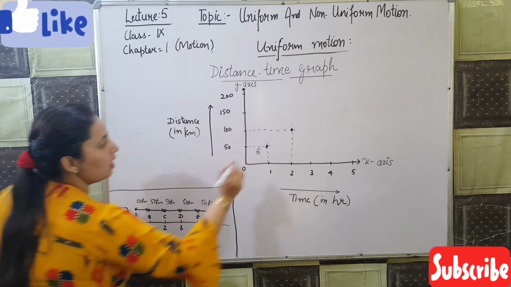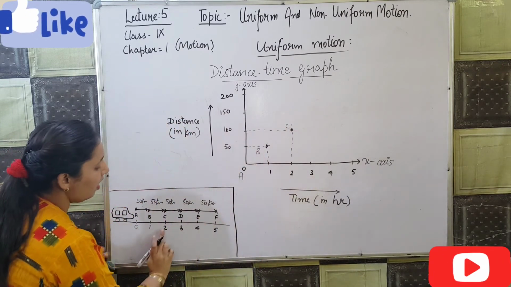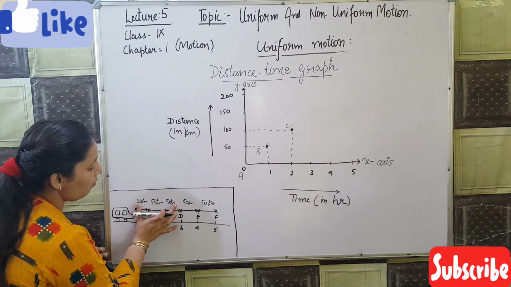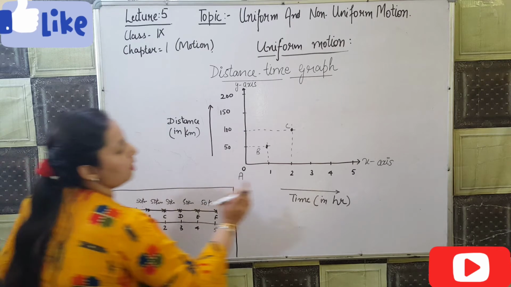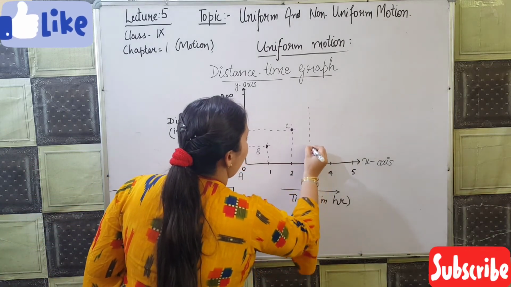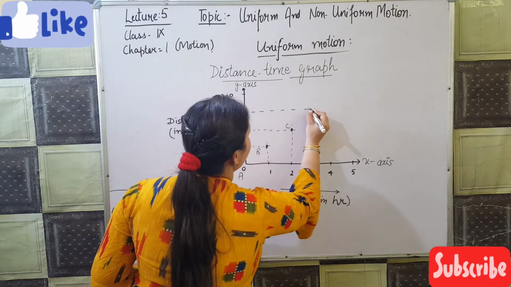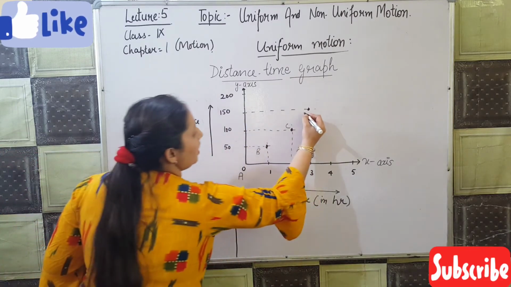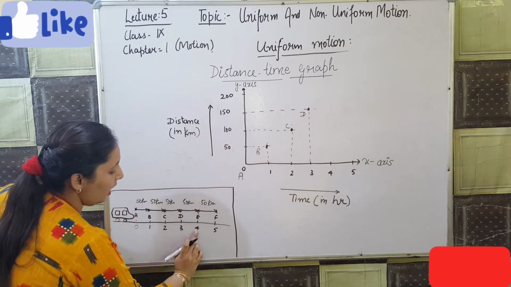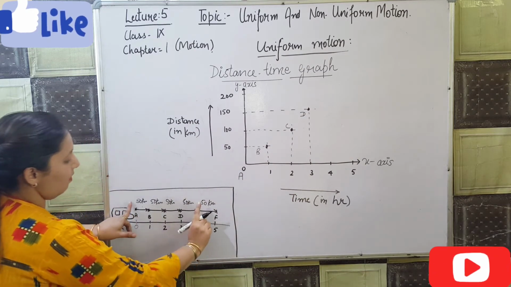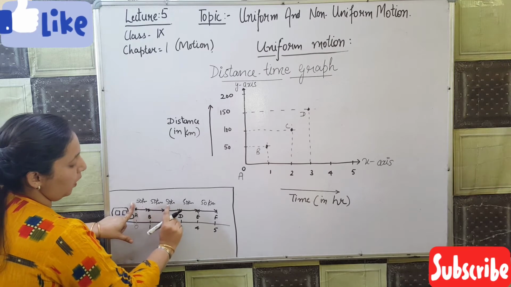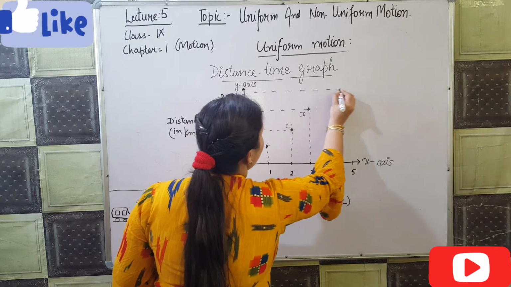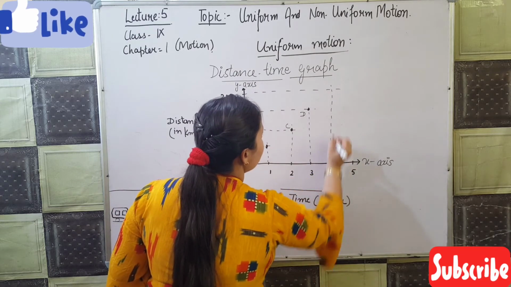This position is C. Similarly, after another hour, it has covered how much distance? It has covered now 150 kilometers. See here. After this hour, it has covered 150 kilometers. Similarly, now the position is here D. After another 1 hour, means after 4 hours, it has covered how much distance? 50 plus 50 plus 50 plus 50 means it has covered 200 kilometers after 4 hours.